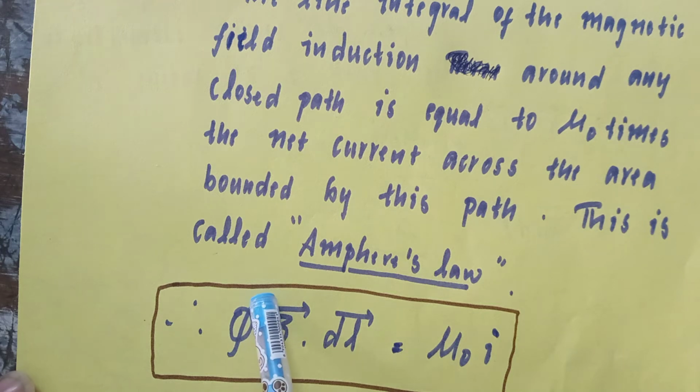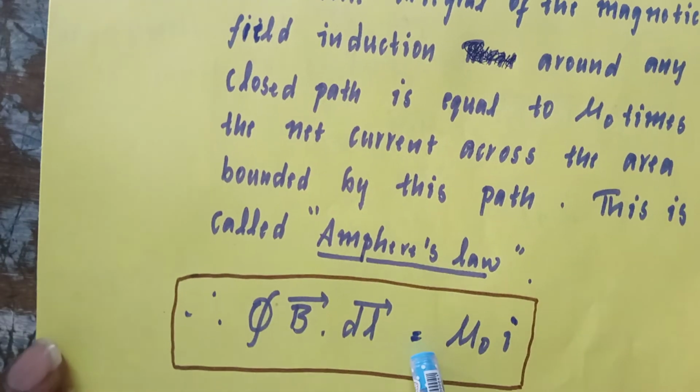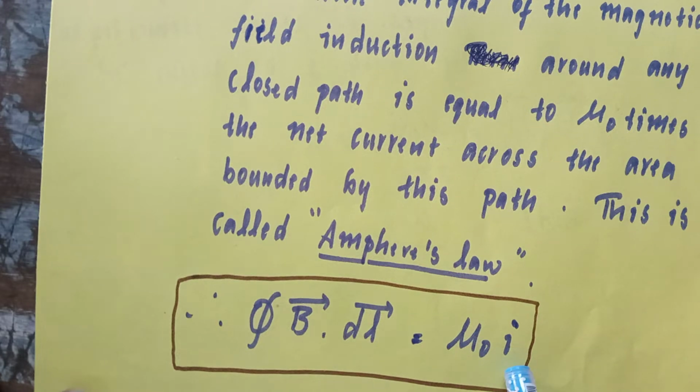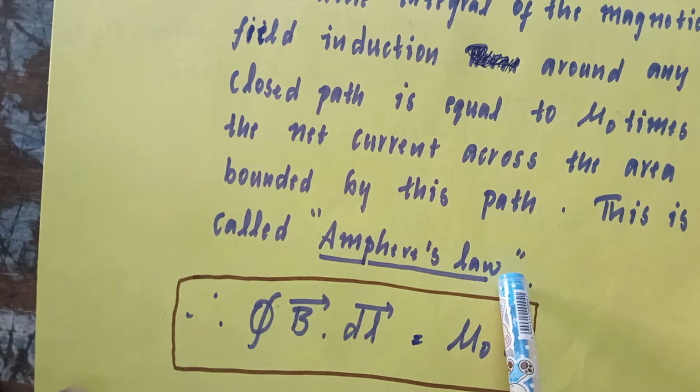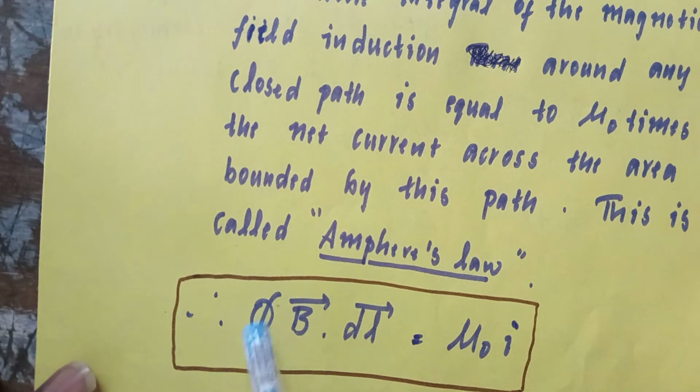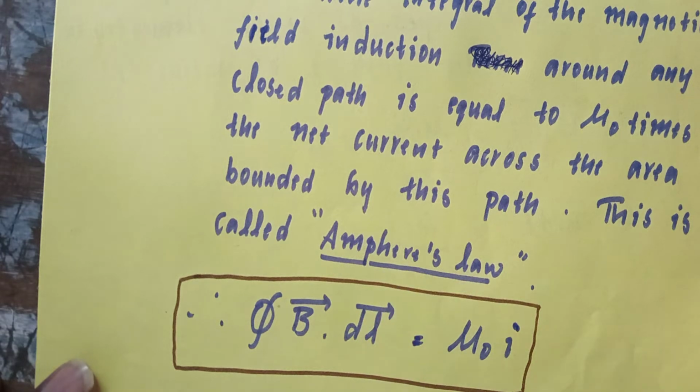This is the line integral of the magnetic field induction around any closed path. Here three paths are there. Around any closed path it is equal to mu naught times the net current across the area bounded by this path. Now this is called Ampere's law. Once again, the line integral of the magnetic field induction around any closed path is equal to mu naught times the net current across the area bounded by this path. This is called Ampere's law.